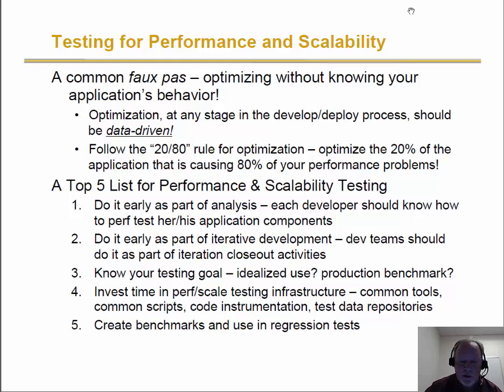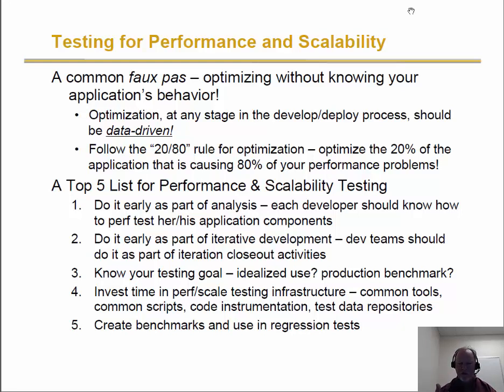Invest time in performance and scalability testing infrastructure across your organization. Have common tools, common scripts, code instrumentation, test data repositories. When we talk about infrastructure automation and continuous delivery and continuous deployment and continuous star type of behaviors in an organization, it means you need a heavily monitored and heavily instrumented environment in order to do this well, which means you have to invest in it. It takes time, it takes money, it takes tools in order to be able to pull off this kind of thing well. And then finally, create benchmarks and use them in regression tests.